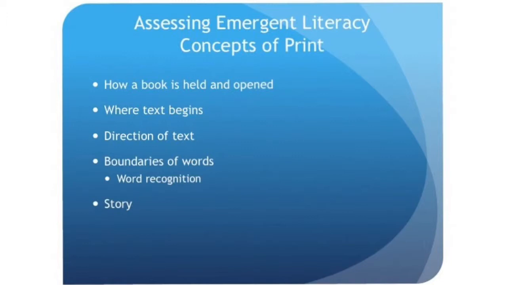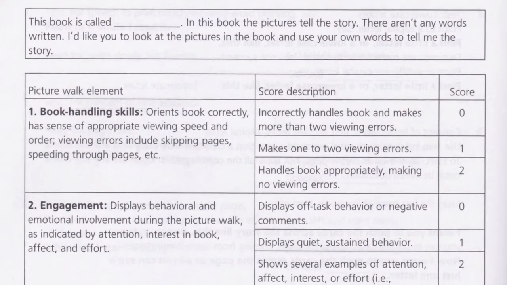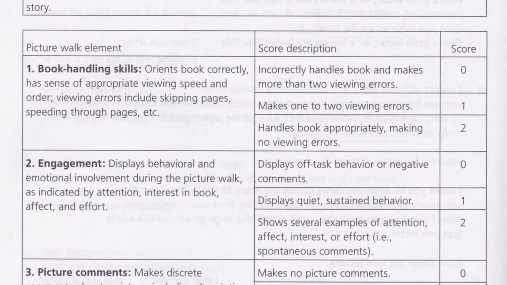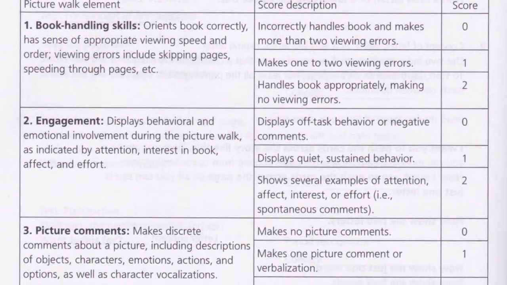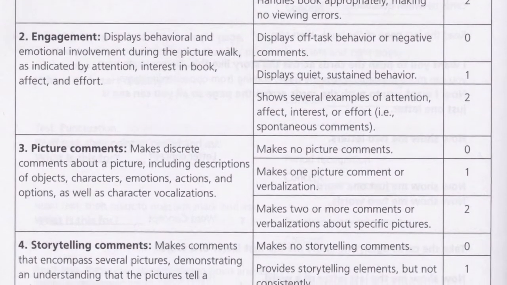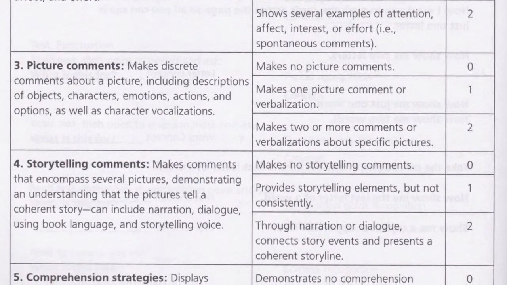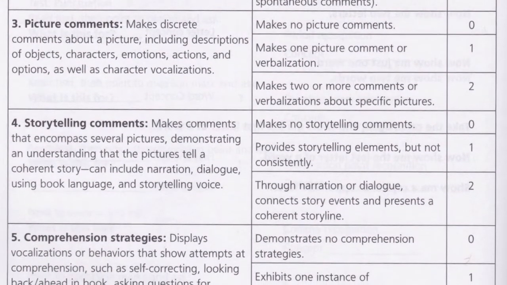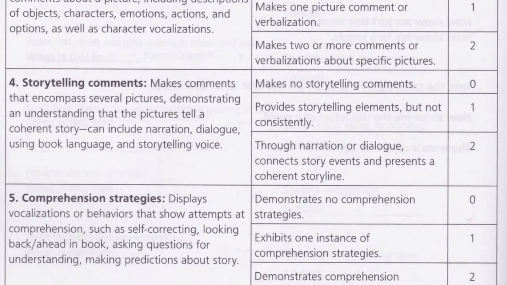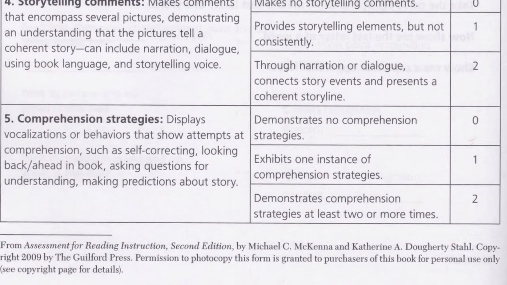Another area that you want to check is whether they have some concept of story. And one way of doing so is by conducting a picture walk. On the screen you see an example of a picture walk guideline. This would be conducted by the teacher while a student is working with a book. It begins with book handling skills, engagement, comments made about pictures, storytelling comments, and comprehension strategies that are actually taking place while the student is walking through the text. There is a scale based on how the student performs between 0 and 2 within these guidelines.